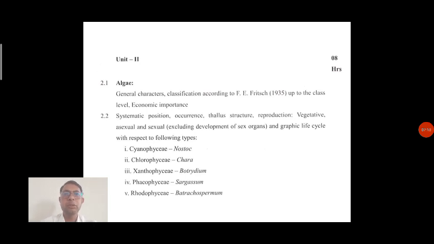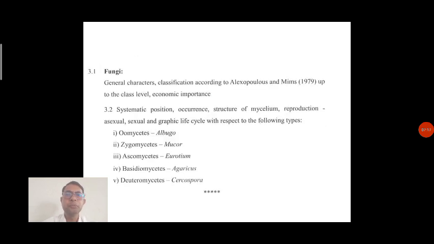So these are nothing but the different types of algae which we are going to discuss in detail in upcoming lectures. Now unit number 3 is there, that is the fungi. So this unit number 3 includes fungi: different types of fungi like Albugo, Mucor, Eurotium, Agaricus and Cercospora. These 5 different types of fungi we are going to study in the third unit.